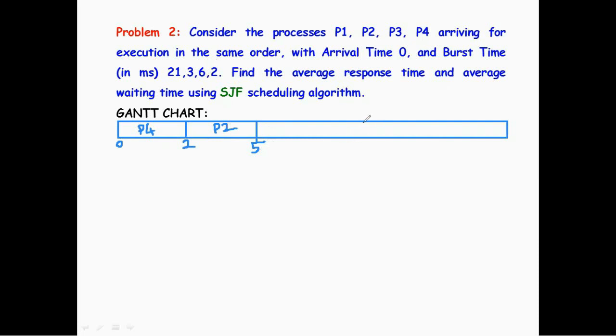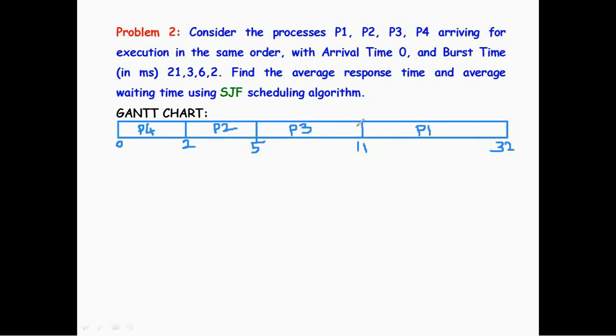Then P3 gets scheduled. P3 needs 6 milliseconds for execution. So 5 plus 6 will be 11. In this time slot, P3 gets executed. At last P1 is available. P1 needs 21 milliseconds for execution. So 11 plus 21 is 32. In this time slot, that is from 11 to 32, P1 gets scheduled.